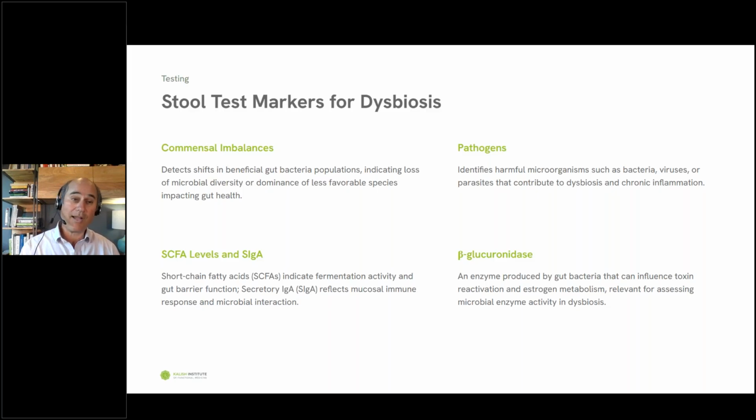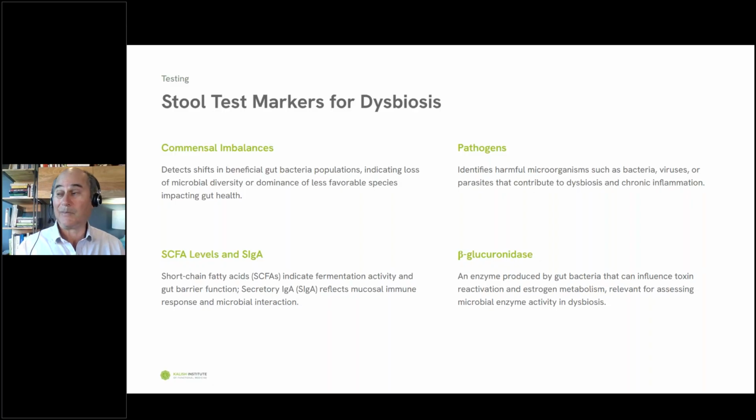There are all kinds of stool test markers for dysbiosis. We're going to look at a couple of different labs in a few minutes so you can see the real labs and how this plays out. But you want to be able to think of it in sections. So you can look at commensal imbalances, you can look at pathogens, you can look for short chain fatty acid levels and secretory IgA, you can look at beta-glucuronidase even. There's all kinds of different markers.